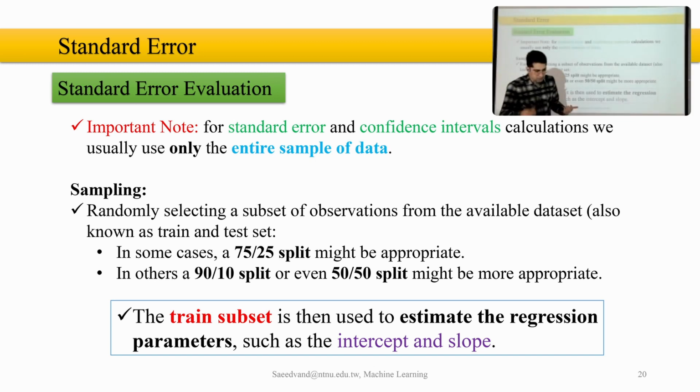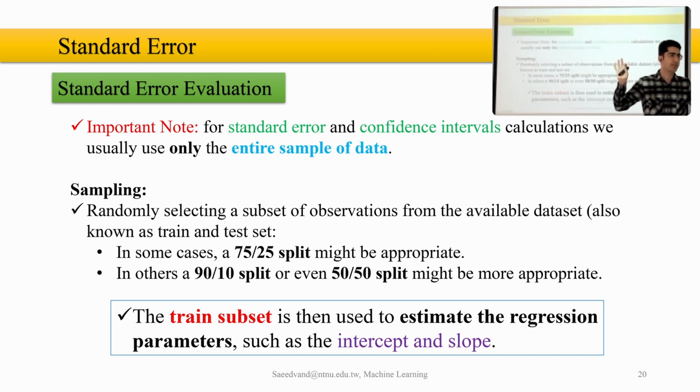Or another understanding can be, you may say, okay, my data set is tremendous, too big. If I want to train based on all those data, it is very hard. I want to reduce it, then you can do sampling. If you have good samples of the whole data in the environment, then you can train a model that works pretty good. So what note do we have? The train subset is then used to estimate the regression parameters such as intercept and slope.